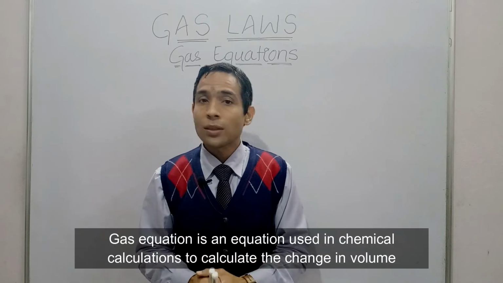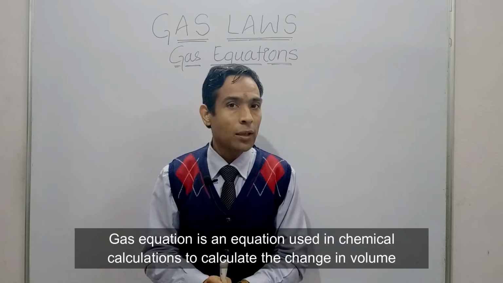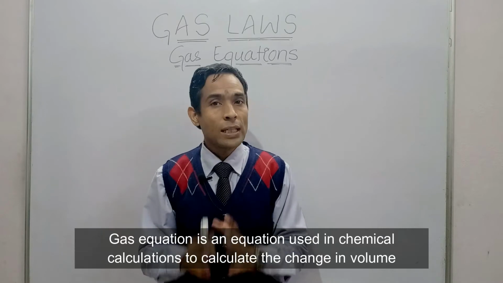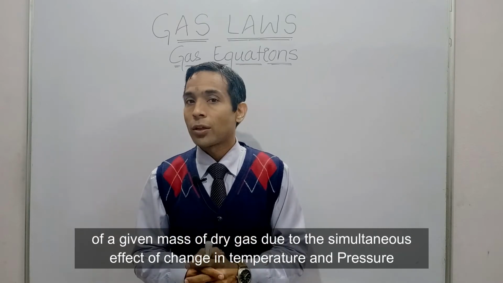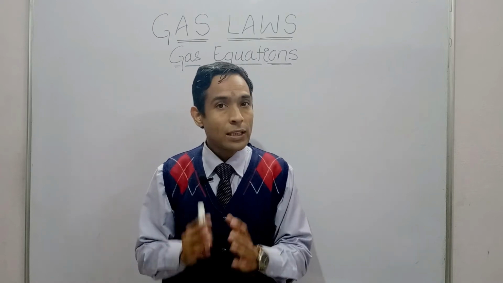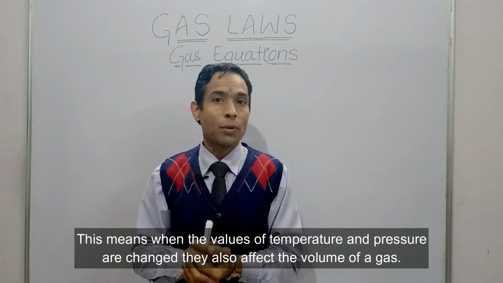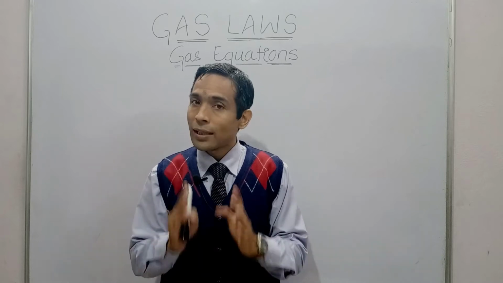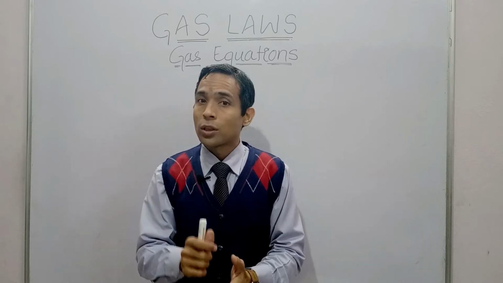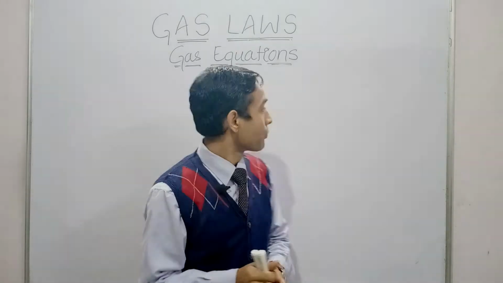Gas equation is an equation which is used in chemical calculations to calculate the change in volume of a given mass of dry gas due to the simultaneous effect of temperature and pressure. This means when the values of temperature and pressure are changed, they also affect the volume of a gas. Now let's derive the gas equation using Boyle's law and Charles' law.